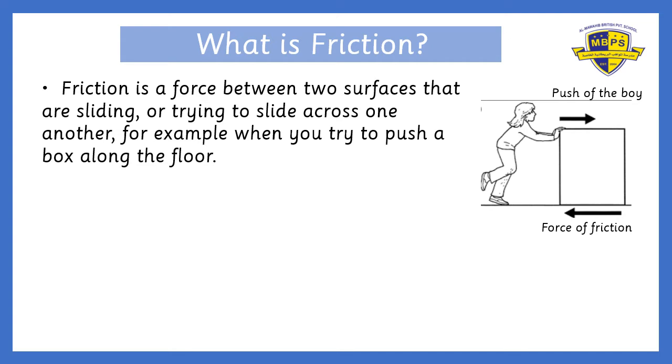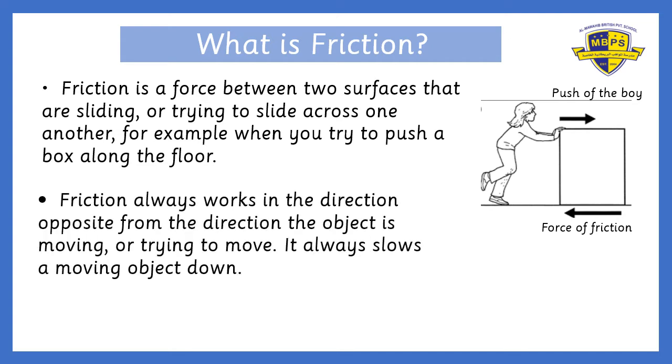So we can see that friction always works in the direction opposite from the direction of the object that is moving or trying to move. It always slows a moving object down. When the push of the boy becomes equal to the force of friction, then the box will start moving.